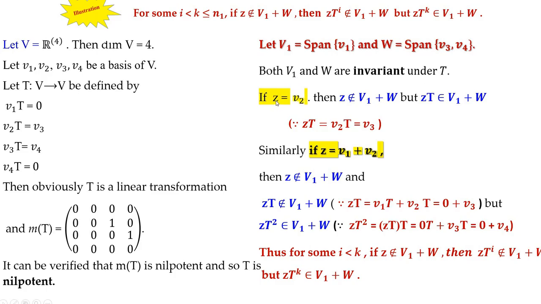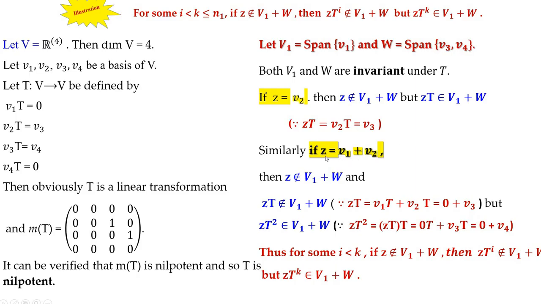Now we'll consider Z to be V2. So this Z does not belong to V1 plus W, because in V1 you don't have V2, and in W also you don't have V2. So Z does not belong to this. But how about ZT? ZT, when we consider, is V2T. V2T is V3, and that is present in W. So you don't have Z in V1 plus W, but ZT belongs to V1 plus W.